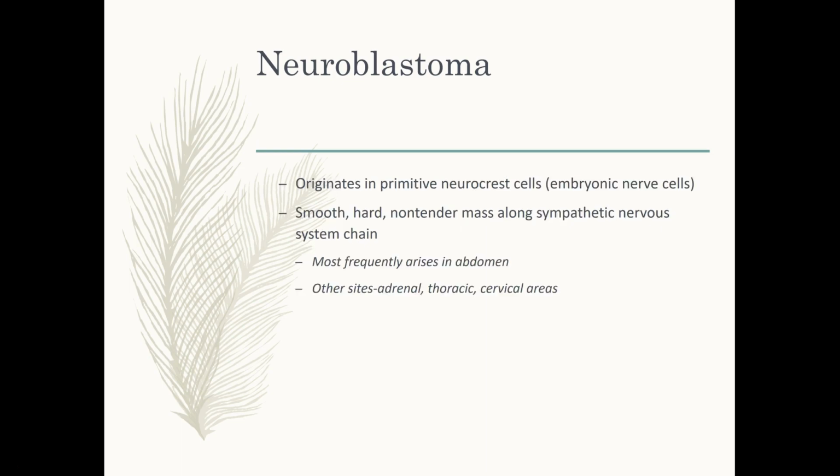This is one of those cancers that originates in those embryonic nerve cells like we talked about at the beginning. It most frequently arises in the abdomen, and this is another issue because it tends to be deep in that abdomen. Other sites include the adrenal, thoracic, and cervical areas, but again, they can be deep and not found for a while.